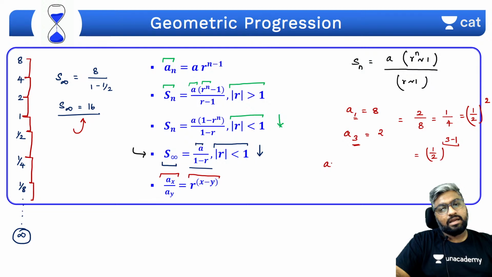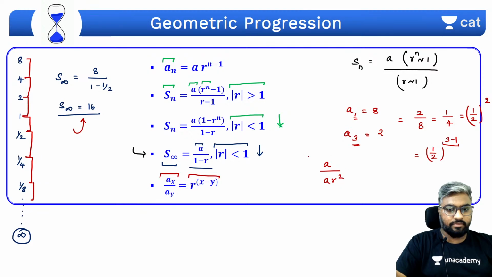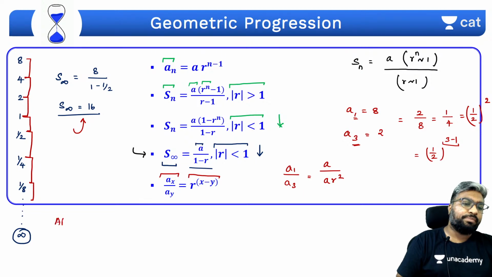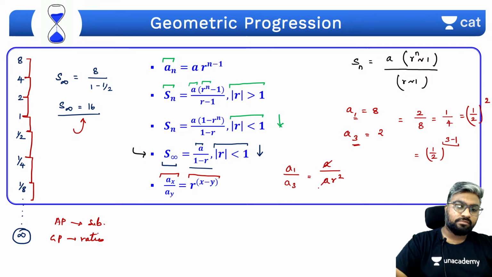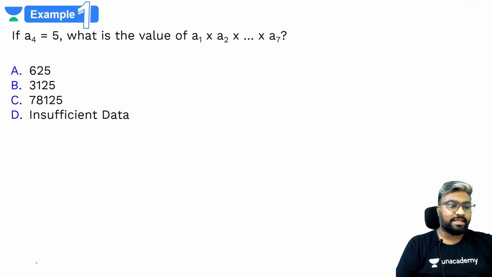Understood? ar square by ar, or the other way around if you want to go with a by ar square. First term by third term ratio. जैसे अपन AP में, in AP we used to subtract, correct? In AP the difference between two terms we used to take. In GP we take the ratio of it. That's it. ठीक है? Done everyone? है ना? चलो, we'll try out some questions.